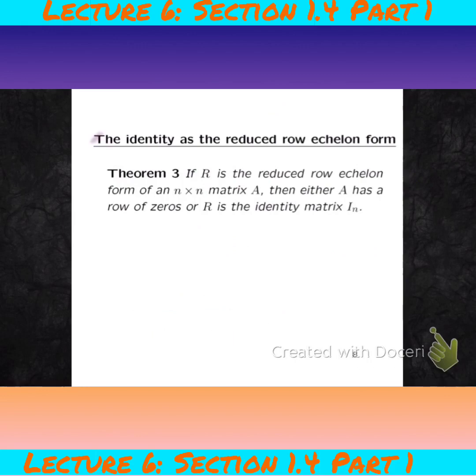All right, and it just brings us to this theorem. Just one note: the identity is reduced row echelon form. If R is the reduced row echelon form of a square matrix A, then we have one of two cases. Either A has a row of zeros, or the reduced row echelon form is the square identity matrix. This is pretty straightforward.